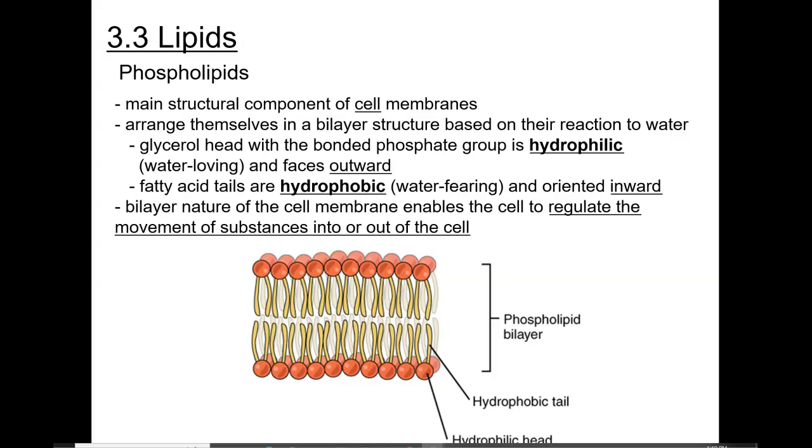So that glycerol head with the bonded phosphate group is hydrophilic, which means it's water-loving and faces outward towards either the inside of the cell or the outside of the cell. The fatty acid tails are hydrophobic, which means water-fearing, and they're going to be oriented inward towards each other. They make a bilayer nature of the cell membrane, which enables it to regulate the movement of substances into and out of the cell. So it kind of makes them like a gatekeeper. They will determine what can come in and out.